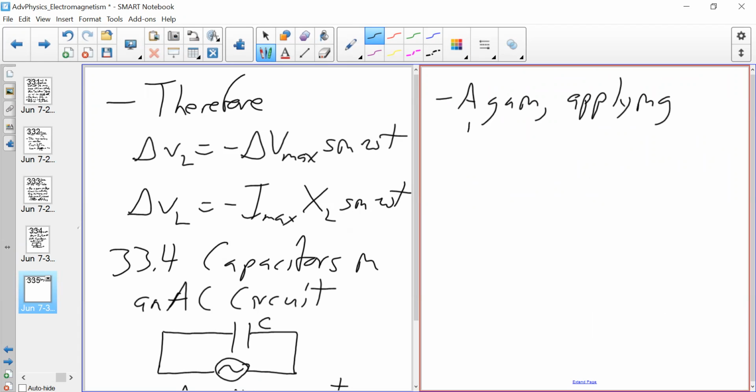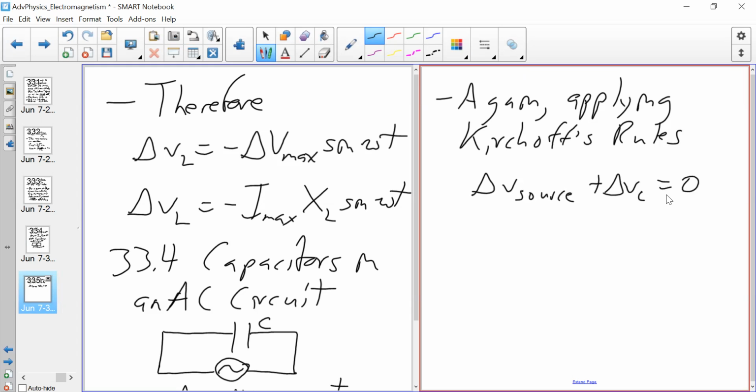So again, applying Kirchhoff's rule. We just have one alternating voltage source, and we have one loop, no junctions. We're just going to look at how the voltage drops occur in this circuit. Again, we're going to use the loop rule. We're going to take the alternating voltage source plus the voltage drop across the capacitor. The sum of those voltages is going to be equal to 0. So that comes out to be delta V minus Q over C, because from capacitor first principles, we know that delta VC is Q over C, and that's equal to 0.